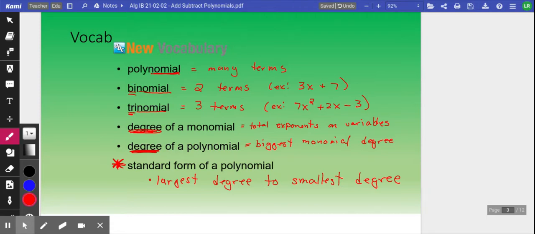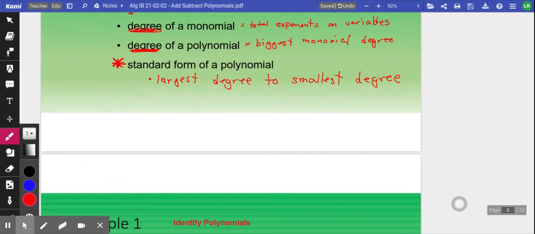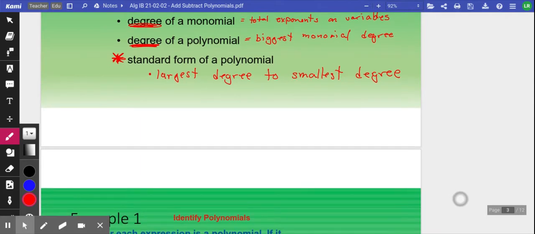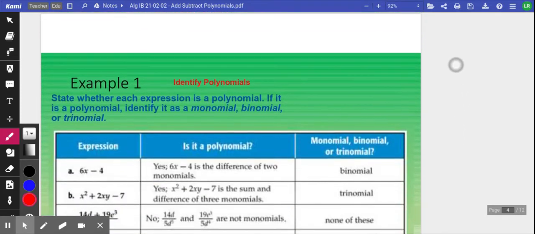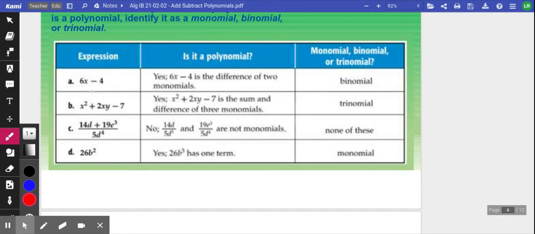And then again, standard form, if you want to put it in simpler terms, goes from the largest exponents to the smallest exponents. Okay, largest exponents to the smallest exponents. So, just for this first example here, I'm going to put this table up. You do not need to copy this stuff from the table, but I just want to show you some different pieces.